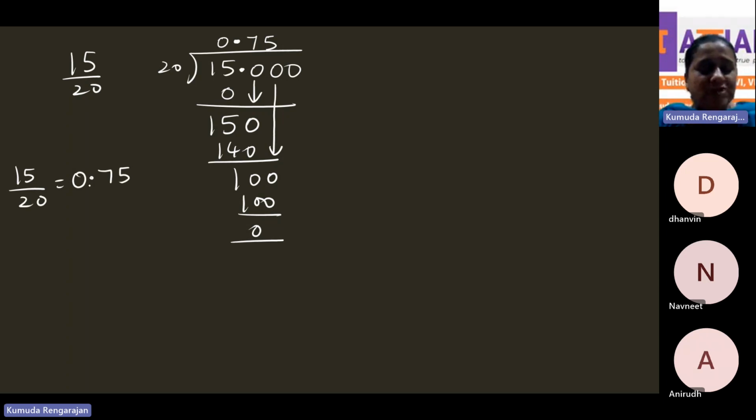Look at the value, 0.75. That means it's not 1. It's less than 1. It's just 0.75. Look at the whole number part, the integer part. It's 0, meaning it's not 1, it's 0.75. That's what we mean by saying the value of a proper fraction is always less than 1.